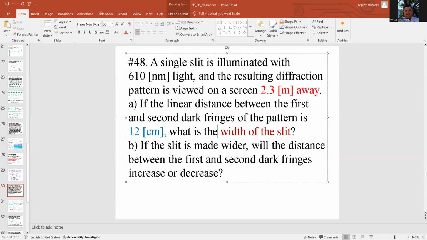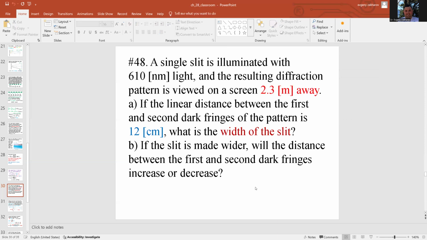Moving on to the next one. Oh, okay, this one is different. This one is a single slit. So the slits before were double slits. Now this one is a single slit, and we got 610 nanometer light. So we're talking about the speed of light, not sound or any kind of sonar. And now there is a diffraction pattern 2.3 meters away. Okay, linear distance is given. What's the width of the slit?